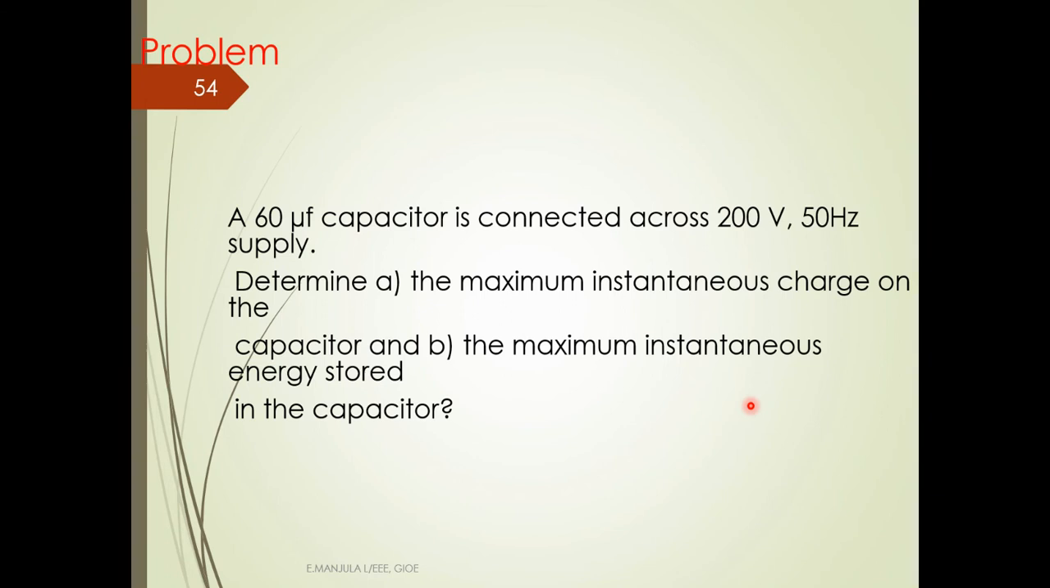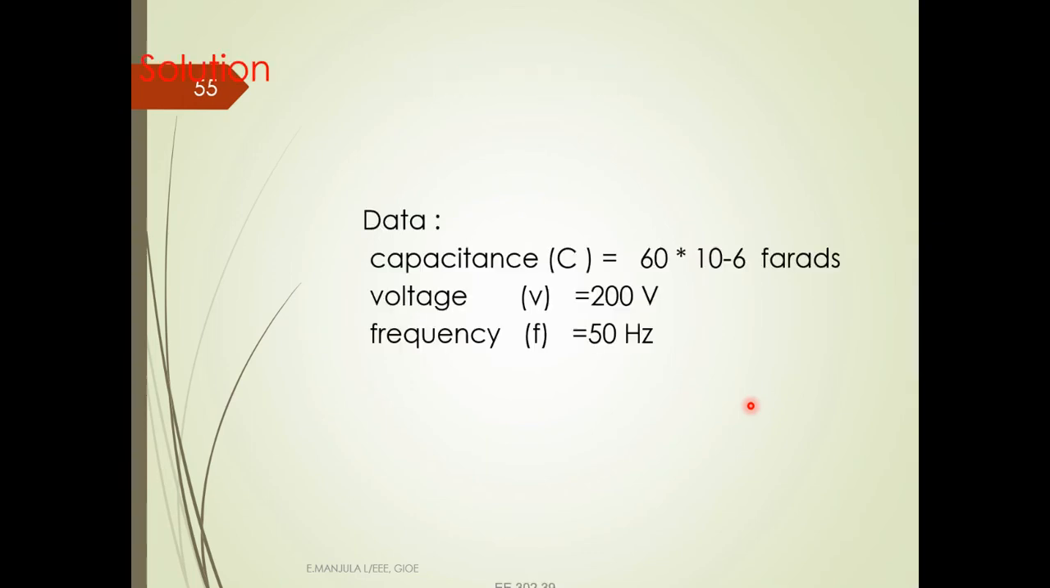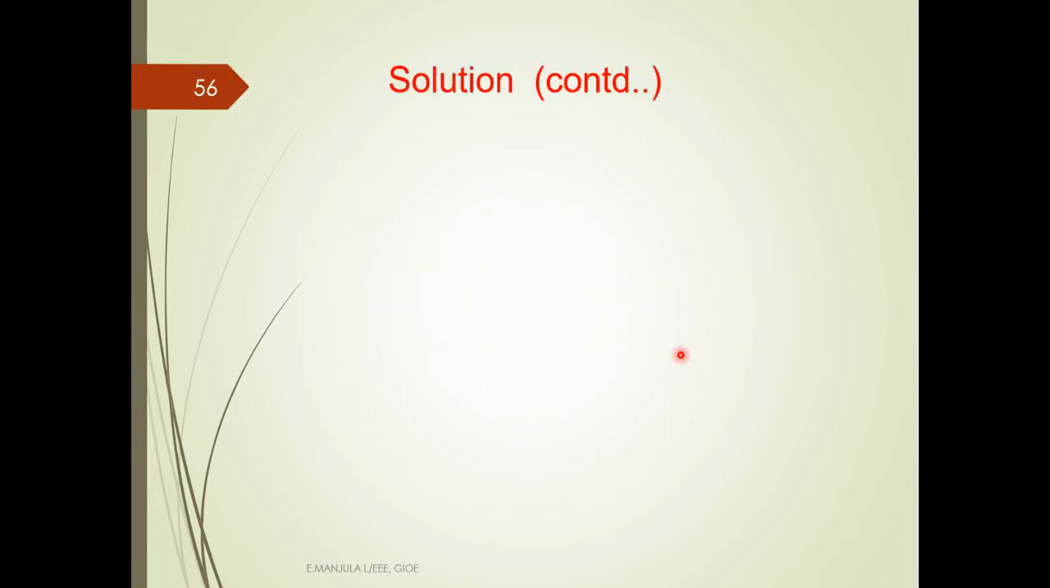So now we have discussed many points. According to those points, we will solve one problem. The problem is like this: a 60 microfarad capacitor is connected across a 200 volt, 50 hertz supply. Determine the maximum instantaneous charge on the capacitor and the maximum instantaneous energy stored in the capacitor. So this is the given data: capacitor C is equal to 60 microfarads, so 60 into 10 to the power of minus 6 farads. Voltage V is equal to 200 volts, frequency f is equal to 50 hertz.